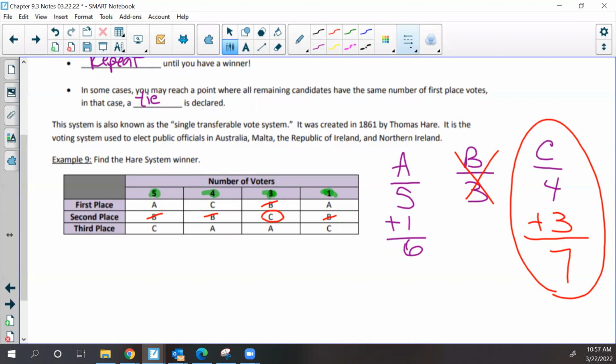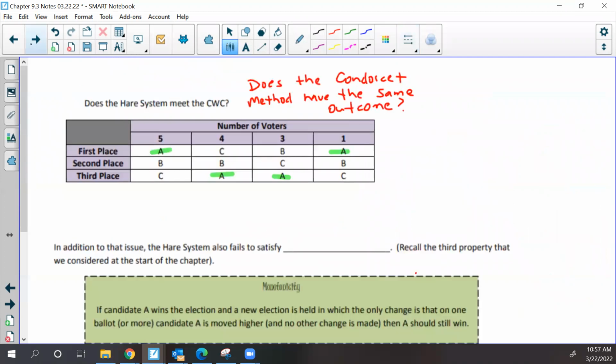So we have something that we talked about. It's called the CWC, the Condorcet winning criterion. Does the Hare system meet the CWC? It asks, are you going to get the same outcome using the Condorcet method? It's just that test. This Condorcet method is pretty popular. And again, Condorcet is that one-on-one competition, right? You compete one-on-one until there's an ultimate champion.